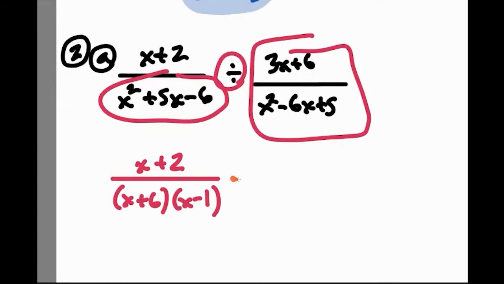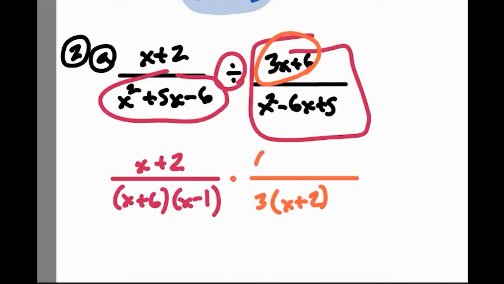times. So now I'll change this into a times. I'm going to flip both of these. So this is going to be 3 times x plus 2. So I'm going to factor out a 3 from both of those. And then this is going to be x minus 5 and x minus 1.